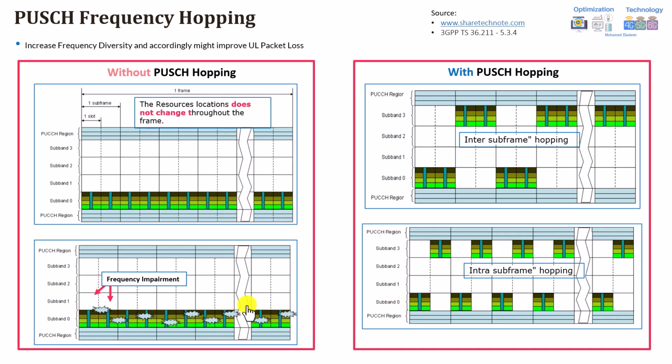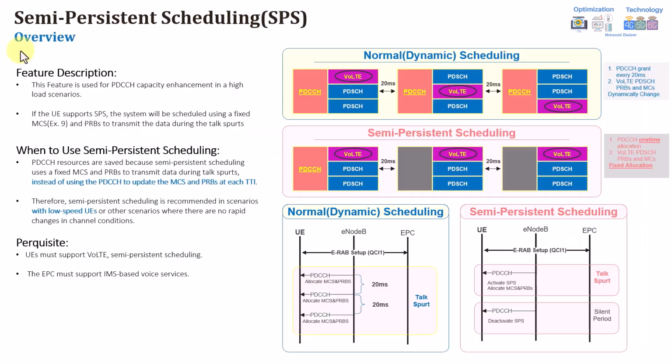So this case can mitigate, but it cannot completely eliminate, because again, you might have this kind of frequency impairment, for example, in subband 3 whenever the allocation is being done. So this was the main idea of today's features. The next part will cover the last features.